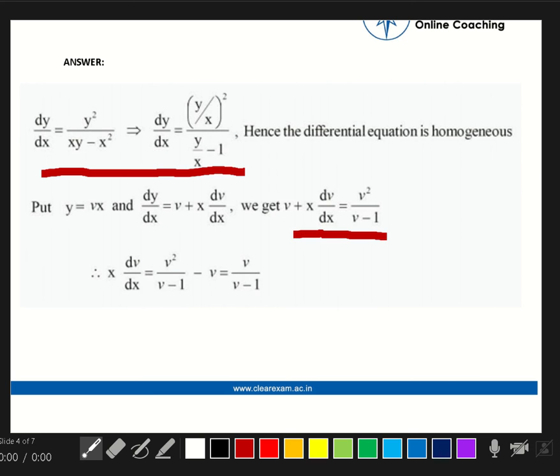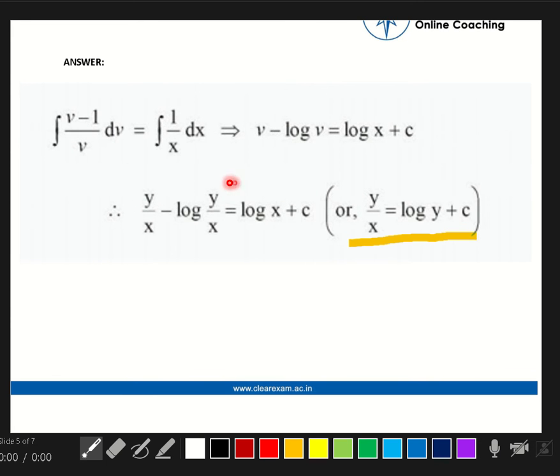Now further solve this equation and integrate it. We will get v − log v = log x + c. By solving this we will get the value of v as y/x, so y/x − log(y/x) = log x + c, or this is the required equation.